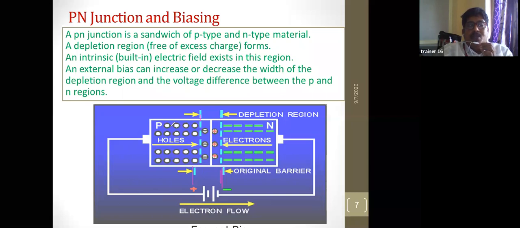See here, the P-type holes are attracted towards the N-type. So thereby the depletion region decreases, and the current flow takes place. Once the depletion region decreases, automatically the current flows. That means in the PN junction diode, the majority carriers are electrons.